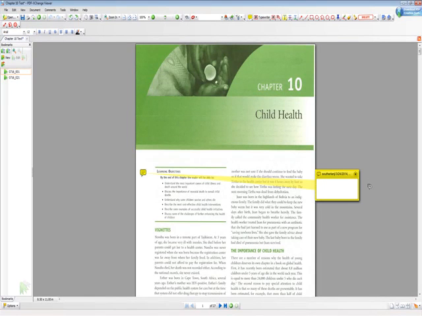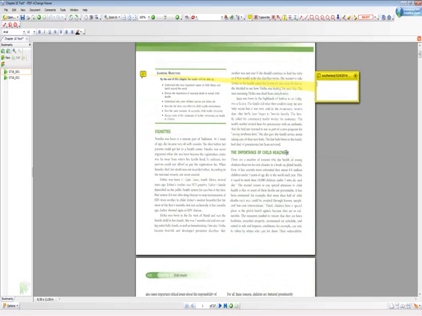As always, be sure to review the learning objectives, as this will help you prepare for the exam. We want to talk first about the importance of child health, and the text gives us some important things to consider as we think about the health of children and its impact on, again, society as a whole.